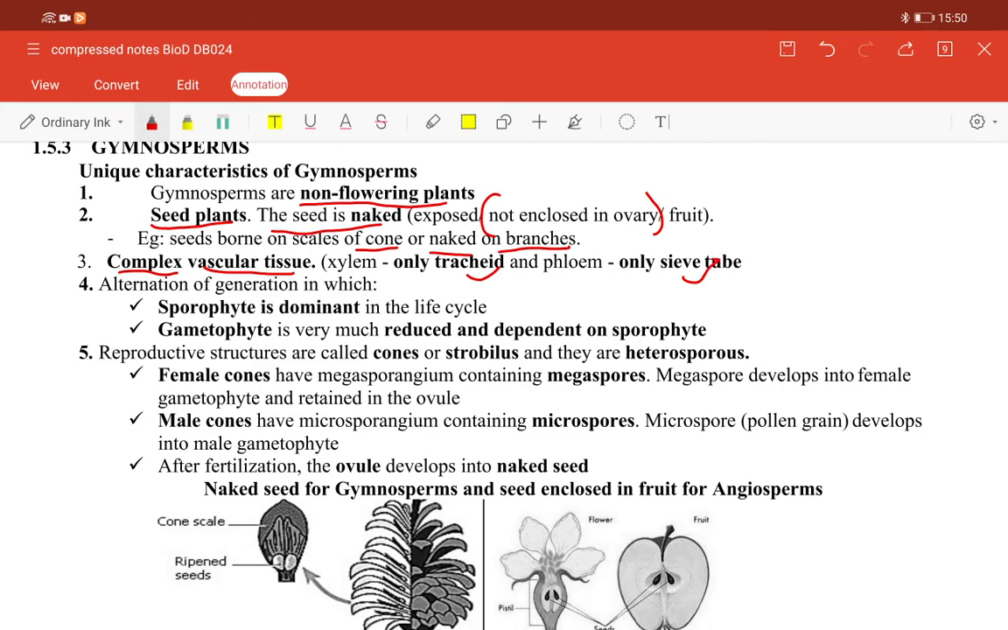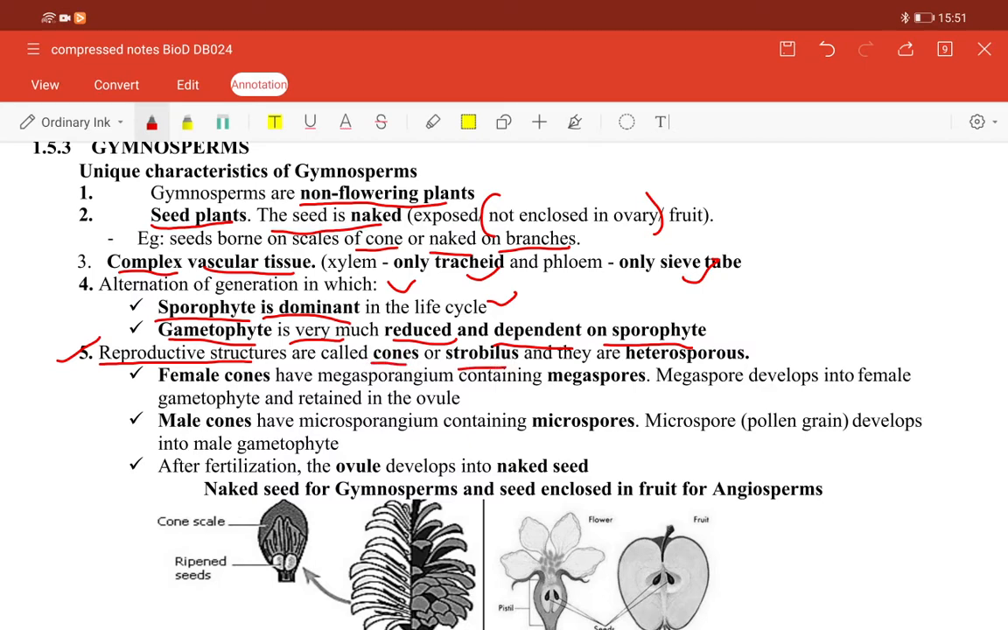Okay. And it also undergoes alternation of generation. Maksudnya dia ada sporophyte dengan gametophyte. Tapi sporophyte dia untuk ini adalah dominant in the life cycle, which means it is larger and longer lived. And the gametophyte is very much reduced, maksudnya mengecil ataupun kecil sikit daripada sporophyte. And dependent on sporophyte.